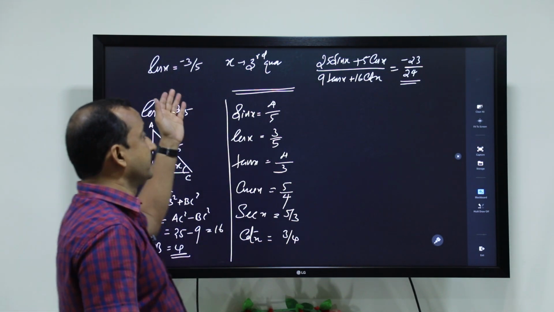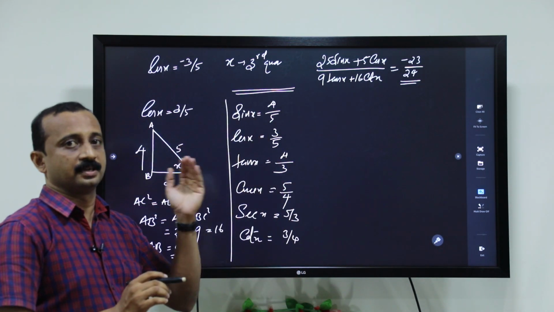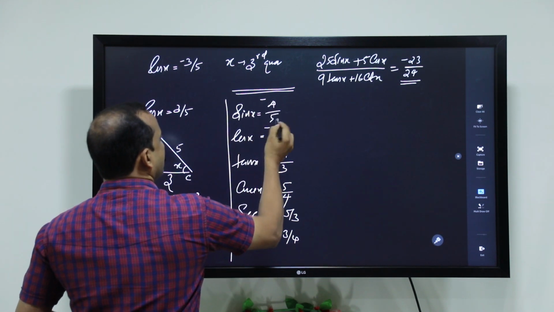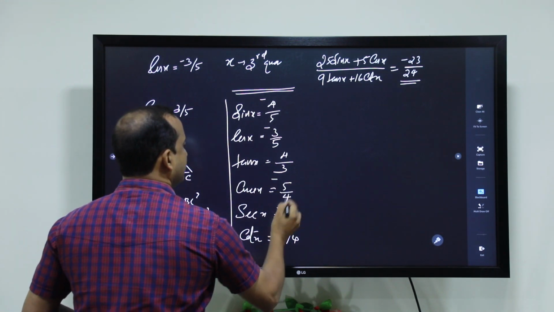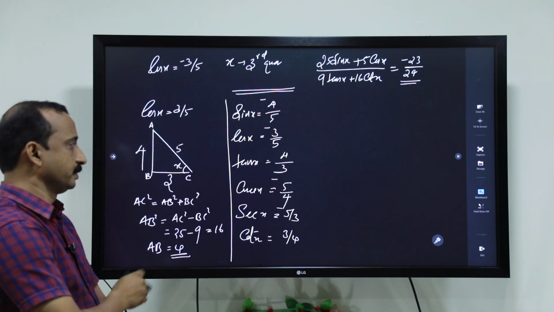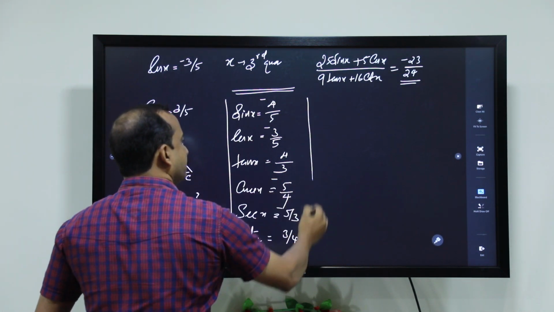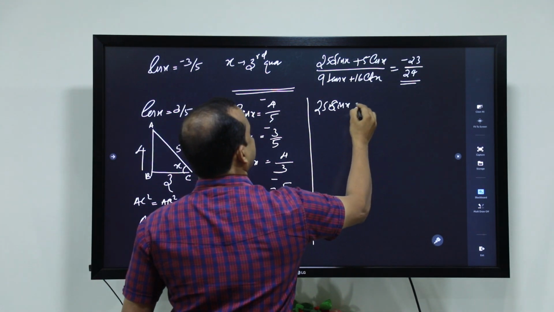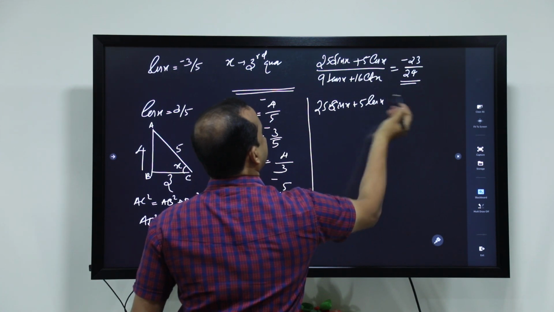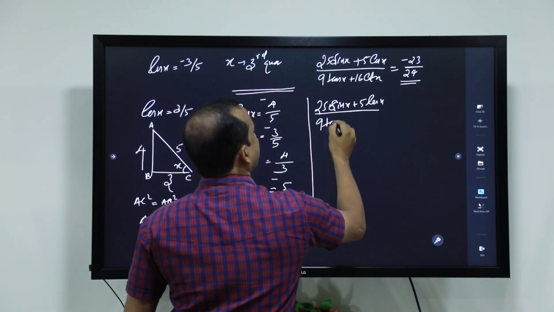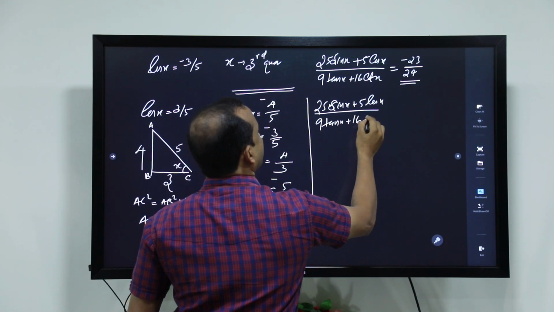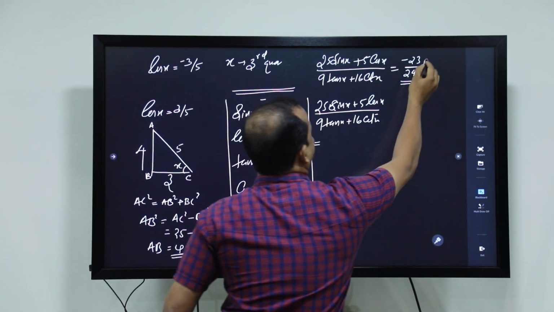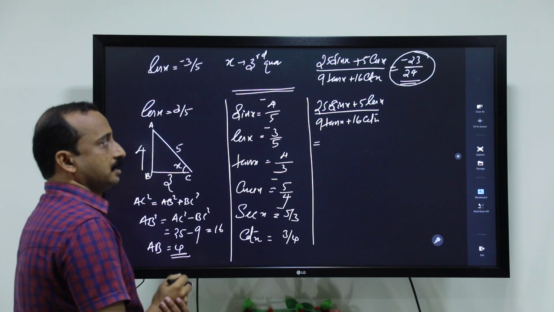You already know our function lies in the third quadrant. That means all silver teacups. In the third quadrant, tan and cot are positive, all others are negative. That is, sine is negative, cos negative, cosec negative, and sec is also negative. Cot is positive. Okay. Next, we have to prove that 25 sin x plus 5 cos x, the whole divided by 9 tan x plus 16 cot x is equal to minus 23 by 24.